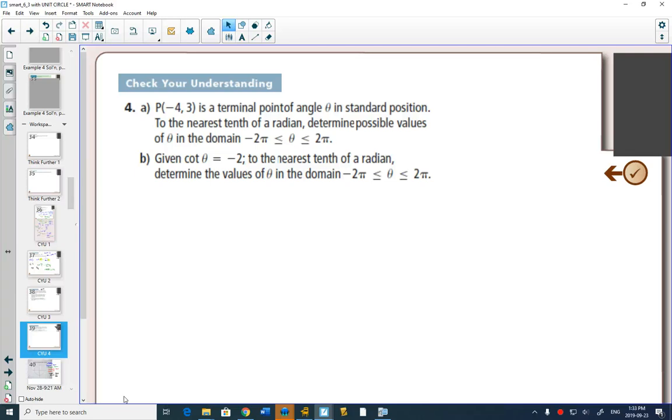P negative 4, 3 is a terminal point on angle theta in standard position. To the nearest tenth of a radian, determine possible values of theta in the domain from negative 2 pi to 2 pi.